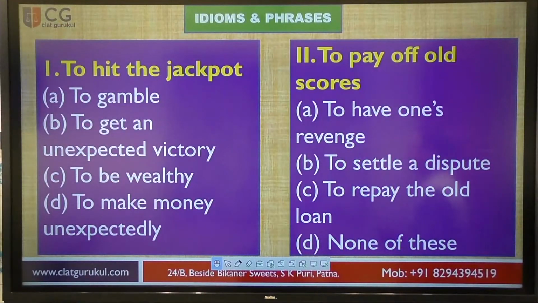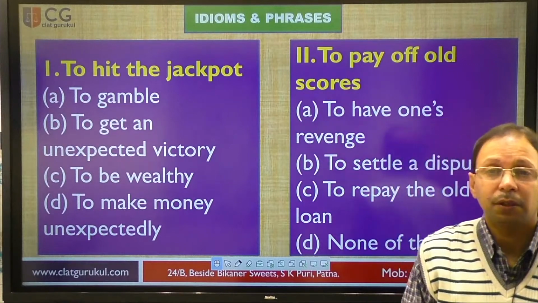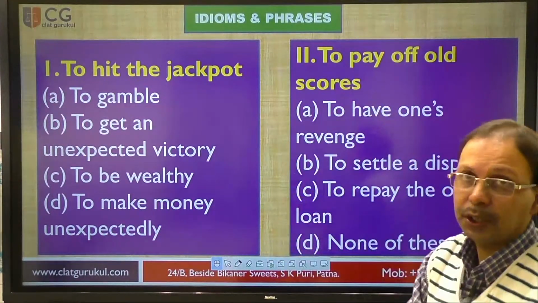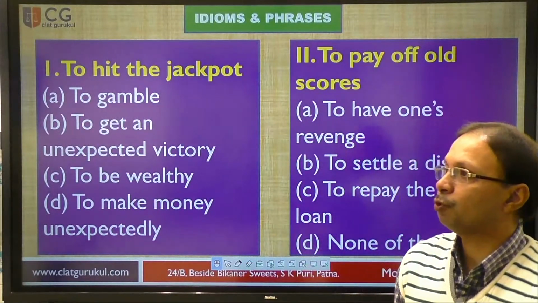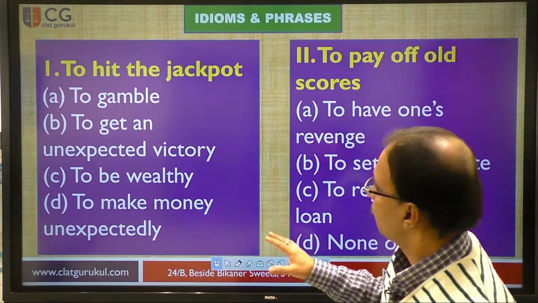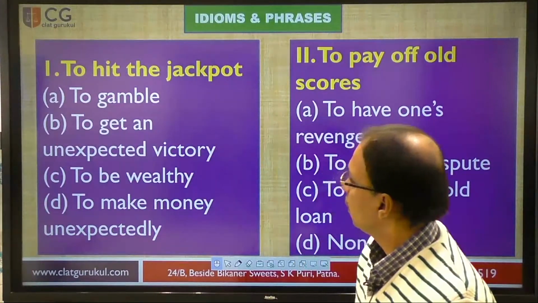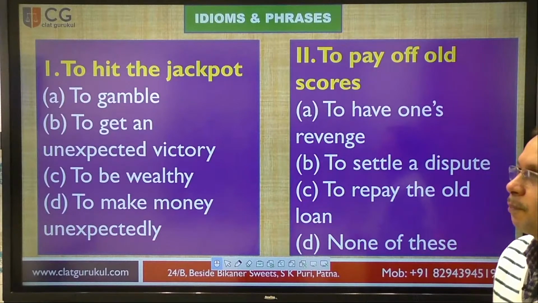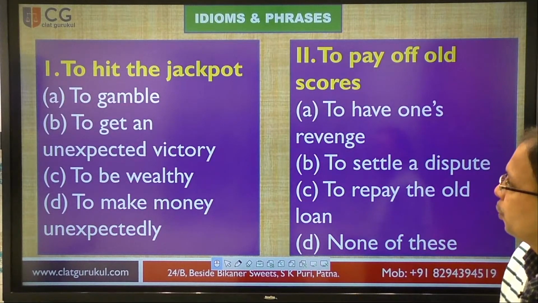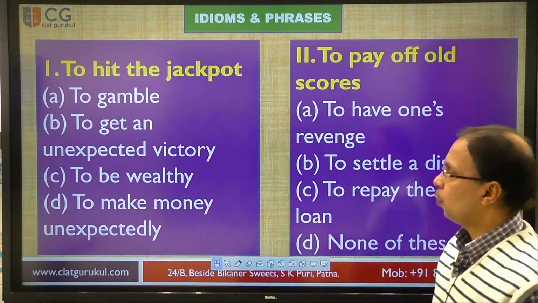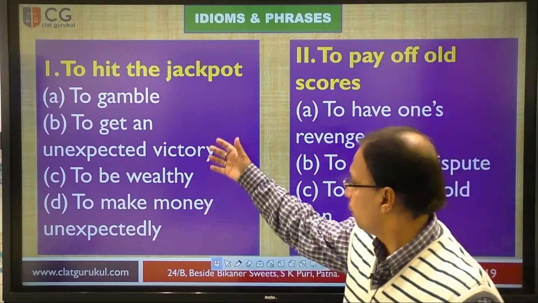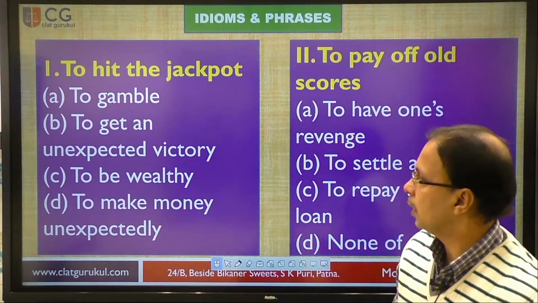Now let us talk about idioms and phrases. Different questions have been given, and you have to find out the actual meaning of the phrase or idiom that has been given here. First one, to hit the jackpot. You have to tell me what the meaning of that is. In our daily life, also we are supposed to use these idioms. They are very common, and meanings are given there. You have to select the actual meaning.